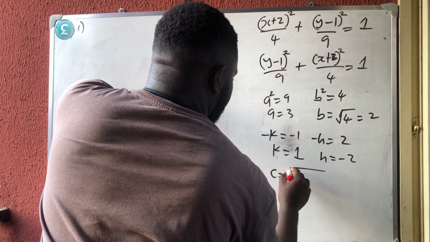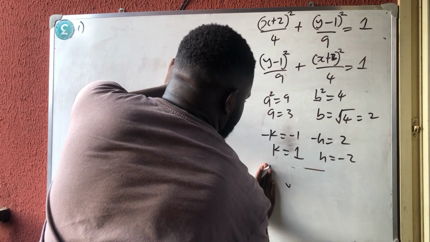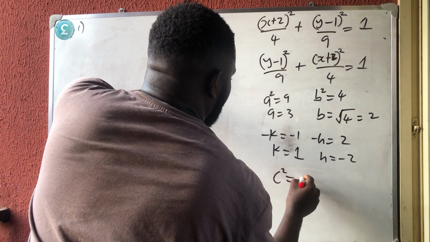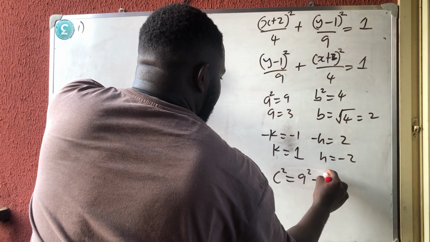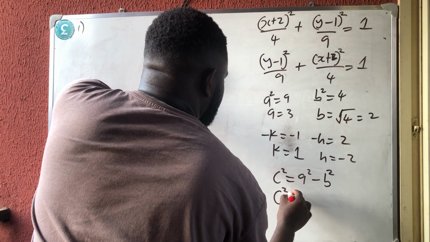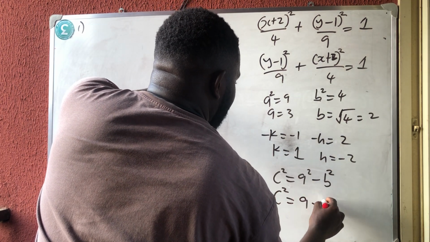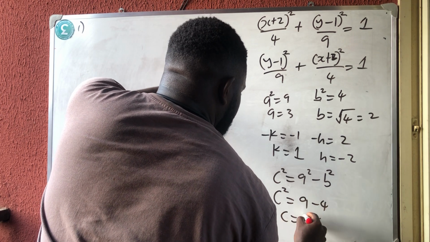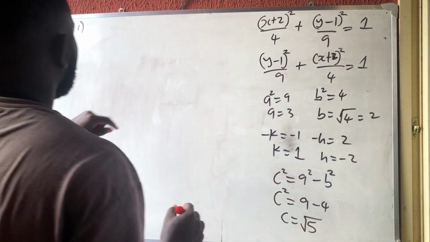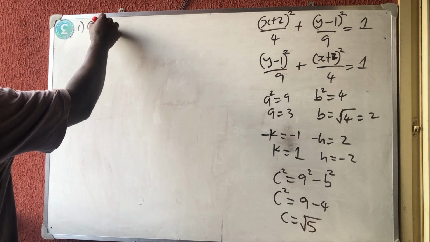The square root of c squared. c squared is equal to what? a squared, since here it is plus, minus b squared. So I have c squared is equal to 9 minus 4. So c is equal to the square root of 5. Okay? So the next thing, we should find the center.